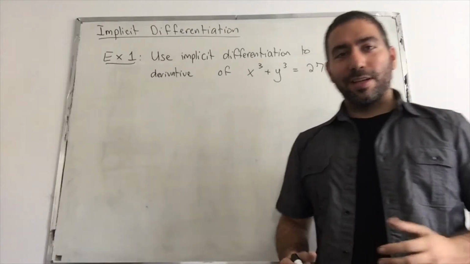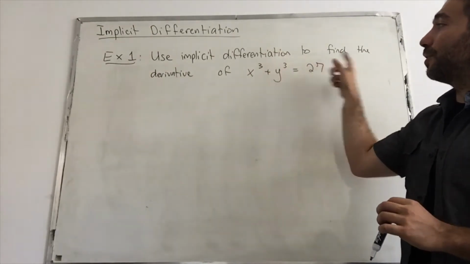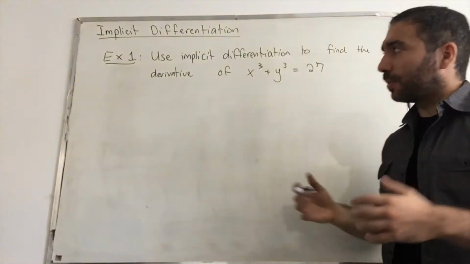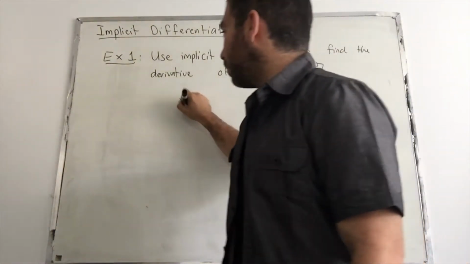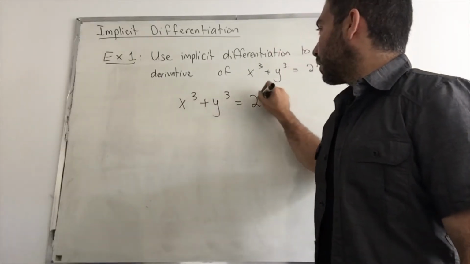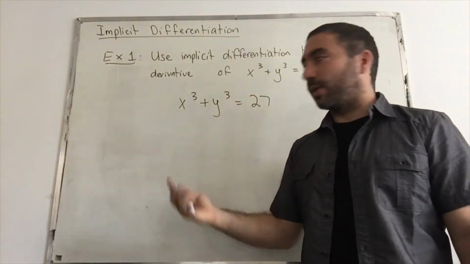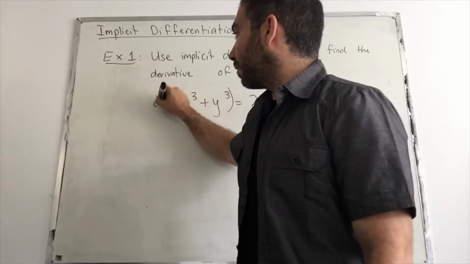Okay. So in this example here, we're asked to use implicit differentiation to find the derivative of x cubed plus y cubed equals 27. So this is a simple example. Let's just get a feel for it. Let's go ahead and take the derivative. So we write the equation x cubed plus y cubed equals 27. Step 1 of our strategy says to take the derivative on both sides with respect to x. So essentially what we're doing is we're taking this whole thing and we're deriving it with respect to x.